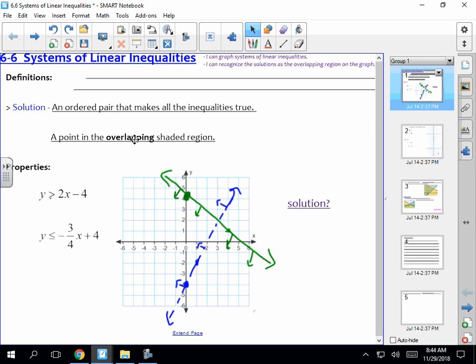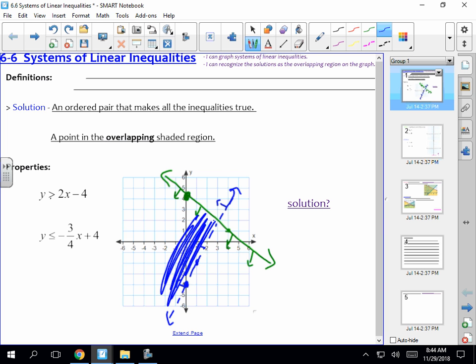So it's got to be above the blue line and below the green line, both of those together. So above the blue line and below the green line would be all this stuff right there. And it just keeps on going in that direction. So that's the overlapping shaded region.